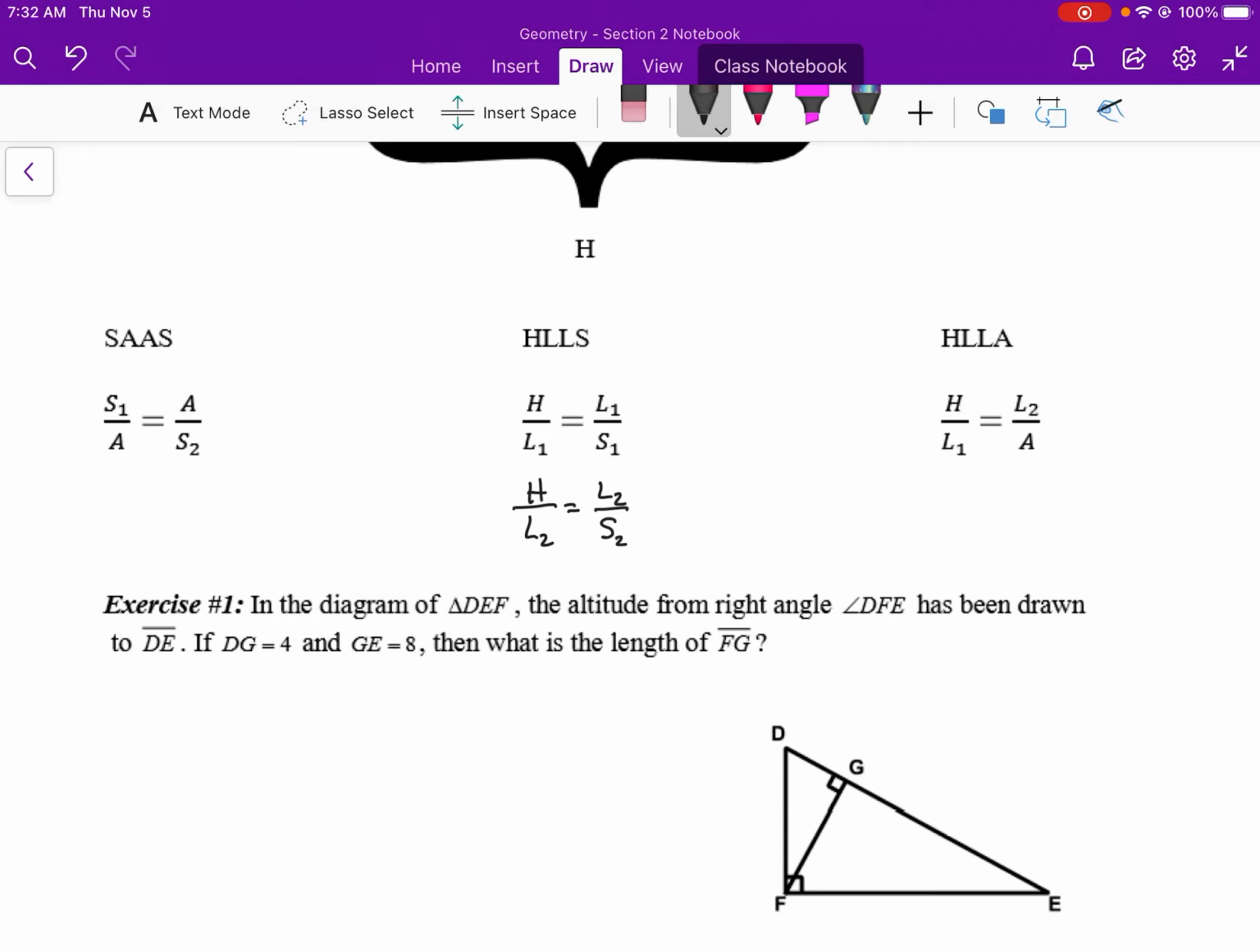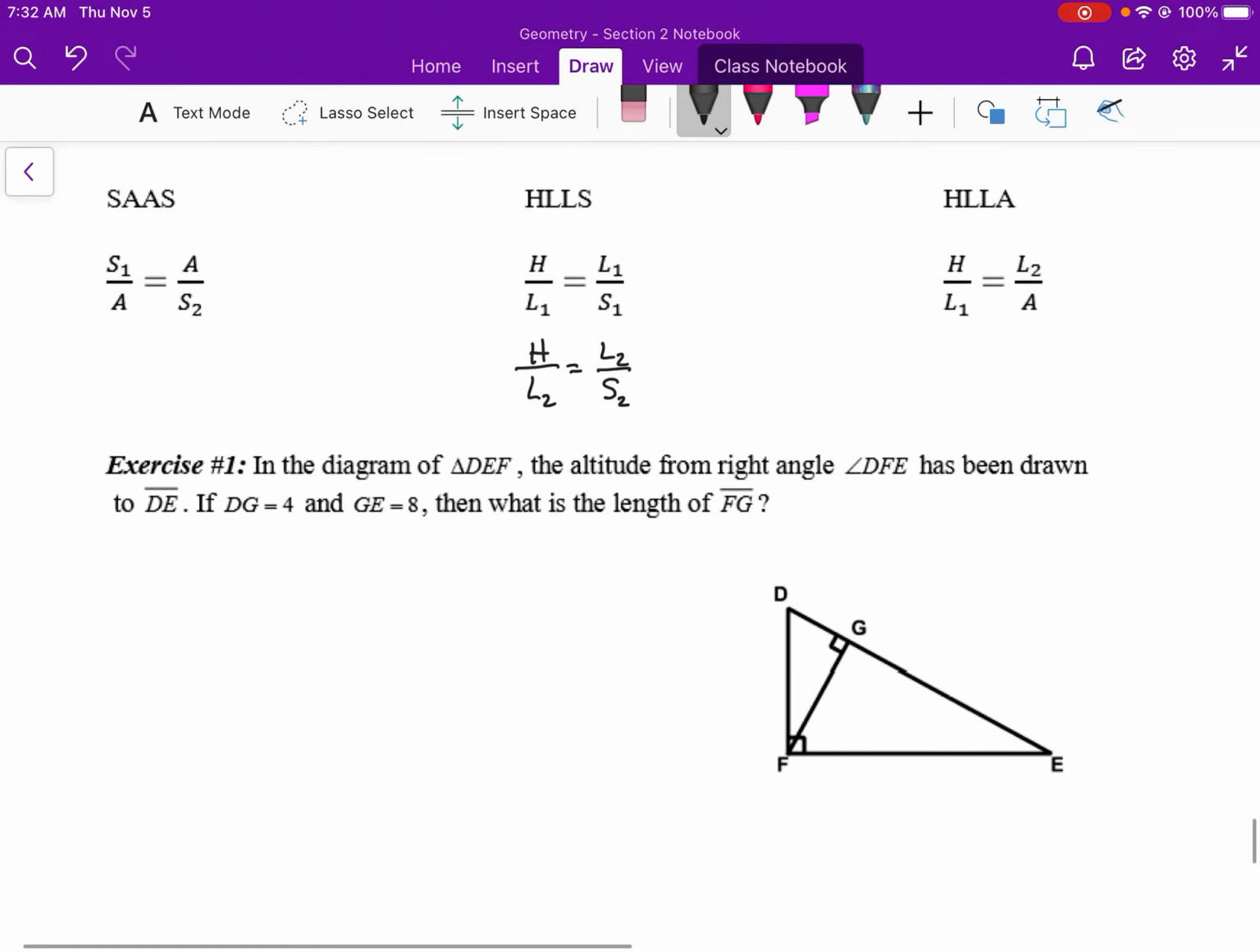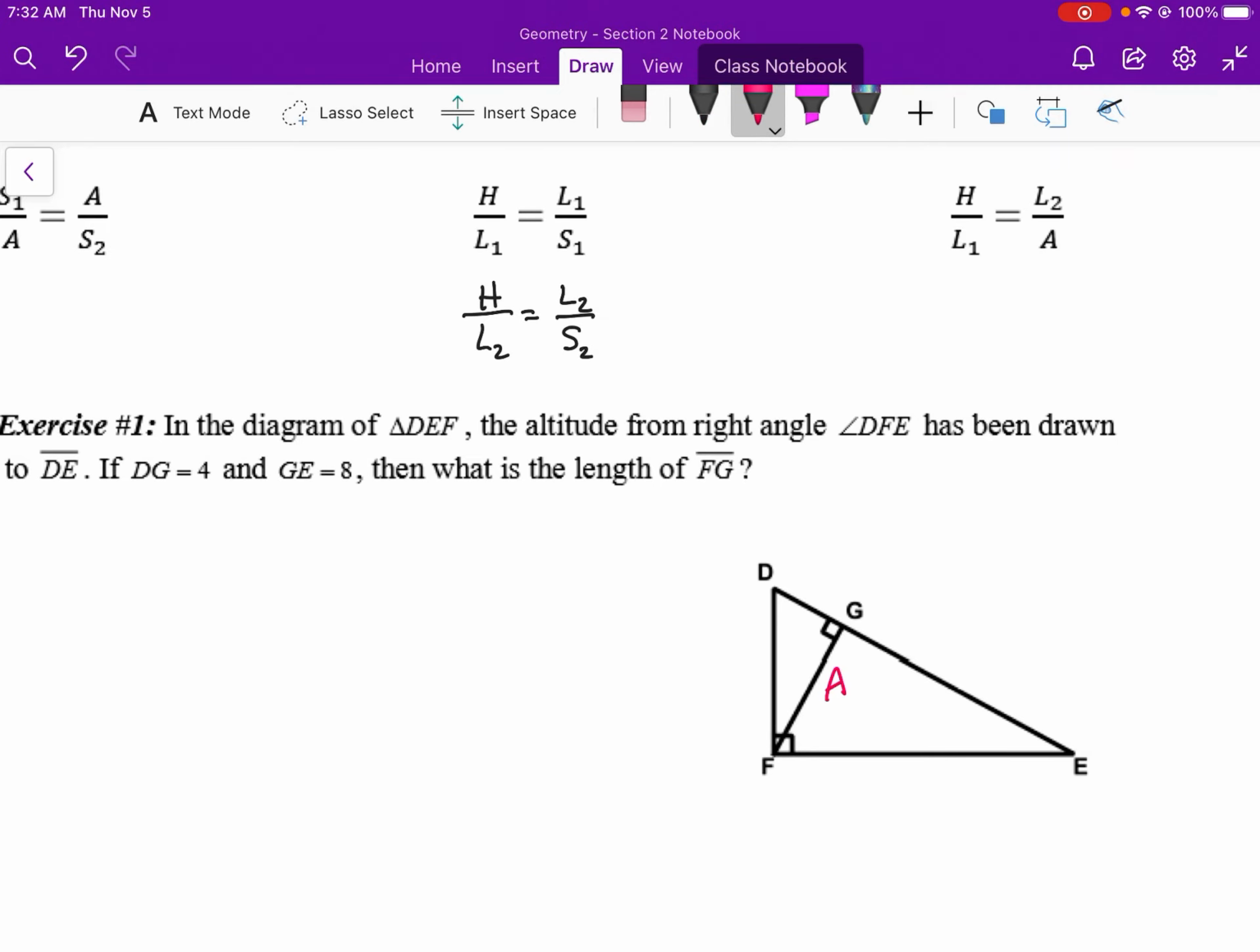So how does this work? Let's try this example. We have an altitude. There it is, here's my letter A for altitude. I'm going to call this one L1 and the one over here L2. It does not matter which one is which. This one is S2 because it's L2, this one is S1, and then the whole thing, again, is H.